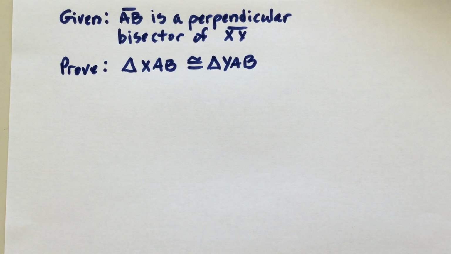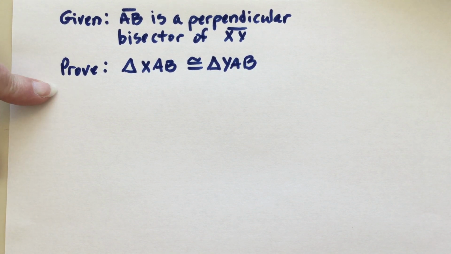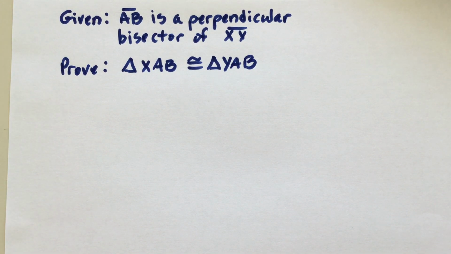In this proof, I know that AB is a perpendicular bisector of XY. I'm supposed to prove triangle XAB is congruent to triangle YAB, but I don't have a drawing. So that's where I need to start.